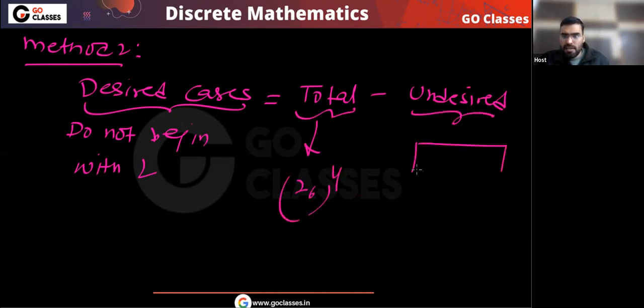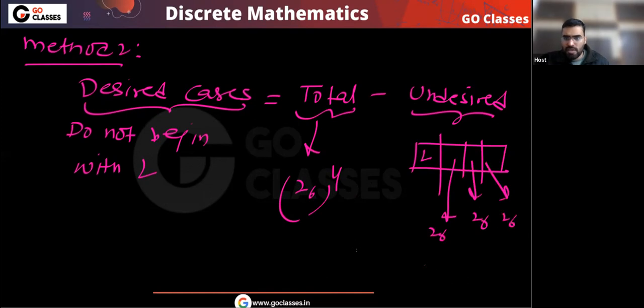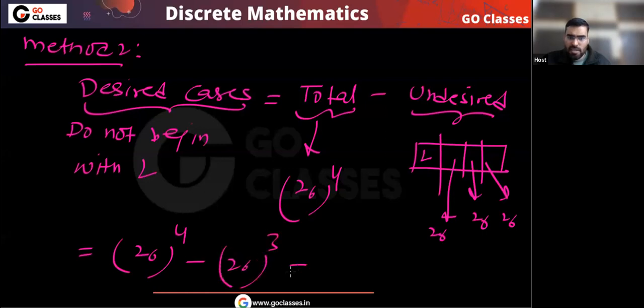Undesired means basically it should start with L. Then undesired cases are basically 26^3. So the final answer will be 26^4 minus 26^3. And if you take this out, then this is just simply 26 into 5.